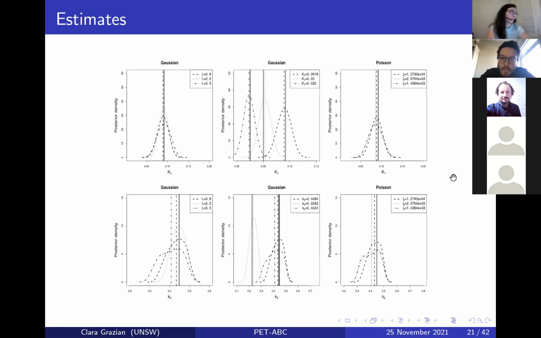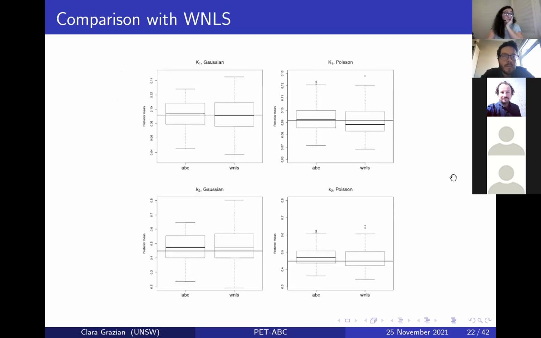We also compared the ABC procedure with least squares, which as I said is the gold standard in this type of models. And what we observe is that the estimates tend to be quite similar, as well as the variability. But again, the variability of the least squares tends to be a bit higher, in particular in presence of larger noise.